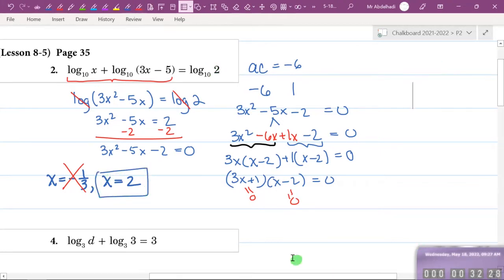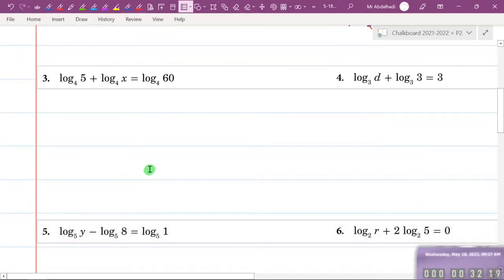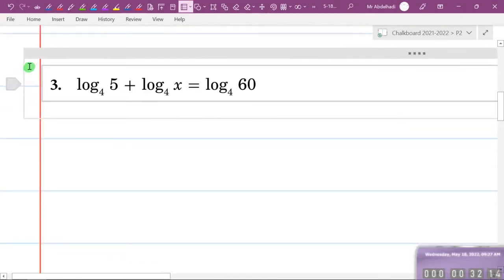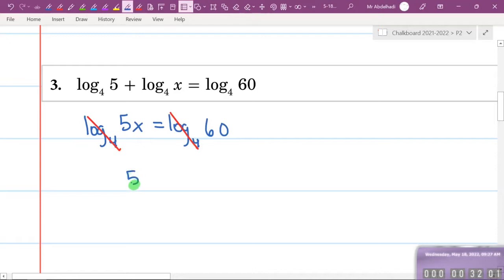Okay, so now let's try number 3 here. Number 3 is the same situation as the last problem. You have a product here. So this is going to be log base 4 of whatever 5 times x is. So you got log base 4 of 5 times x is 5x. That's the product rule. And this side is log base 4 of 60. Now you can drop the logs. 5x equals 60. Divide both sides by 5. 60 divided by 5 is 12, so x equals 12. And there's your answer. Now check your answer.